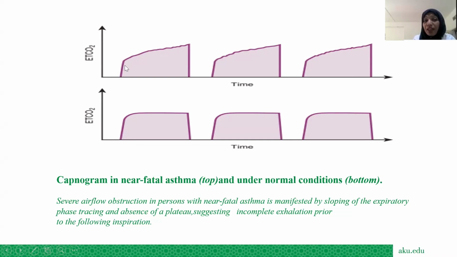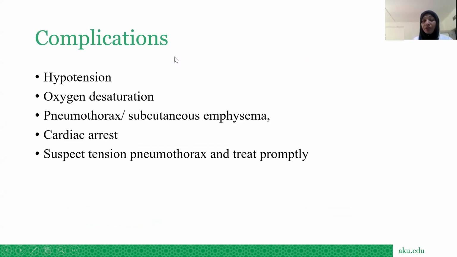What happens in a patient with asthma? The upper picture is the patient with asthma. Carbon dioxide starts to rise and it does not reach a plateau. It means there is incomplete exhalation prior to the previous inspiration. So the capnogram will be just like this. There will be rising carbon dioxide, and this is also called the sharp fin appearance for asthma patients.